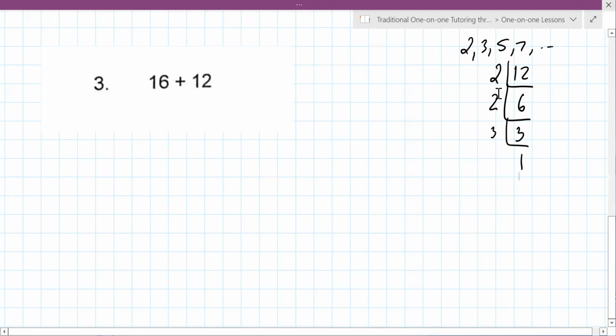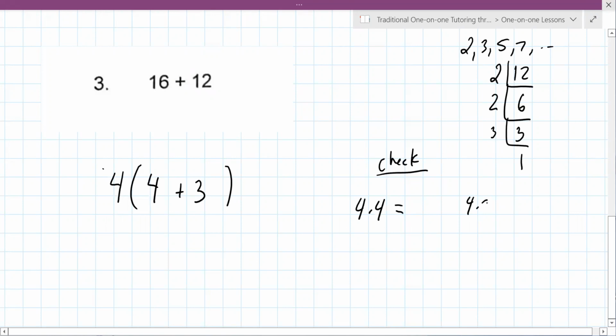So what I got for the thing, wouldn't it be, you take the 4, that's the greatest common factor, and then you would put in the parentheses, a 4 plus 3. Yes, exactly right. And then your check is to just come off to the right and multiply 4 times 4 is 16, and then 4 times 3 is 12. Okay.